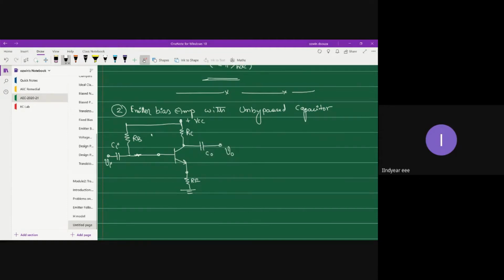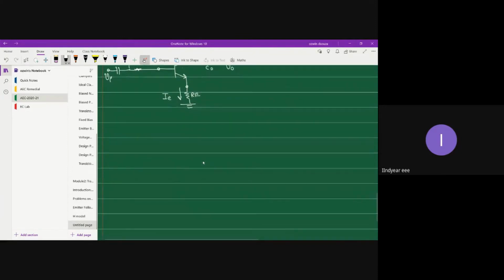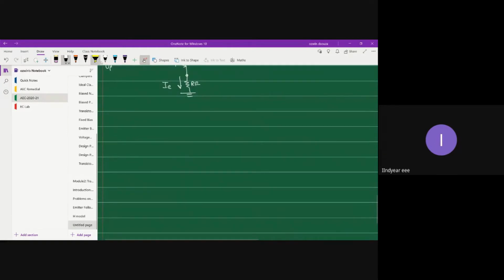Yes, so this is my emitter bias circuit. This is IC, this is IB, and this is IE. As you can clearly observe, the emitter terminal is not having any capacitor, so it is an unbypassed capacitor case. So we will take up the H modeling.